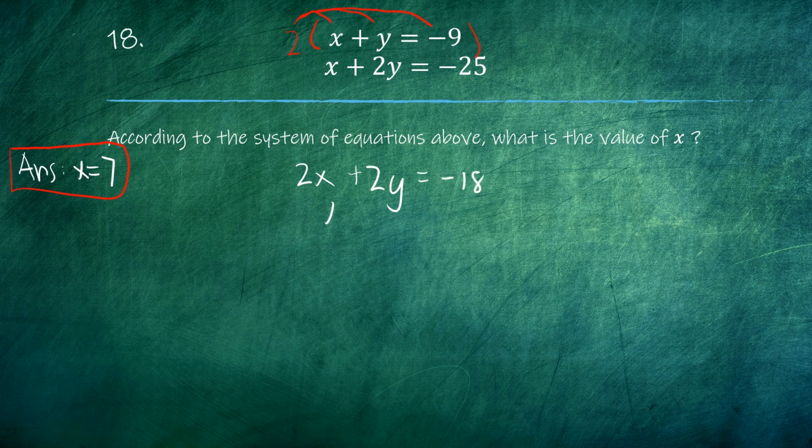And then the second equation is x plus 2y is equal to negative 25. The next step is that we subtract the second equation from the first equation. So we have 2x minus x, which will give us x. And then we have 2y minus 2y, which will give us 0, as this will cancel out. And then we have negative 18 minus negative 25, which is just 7. And we are done. That is our answer.